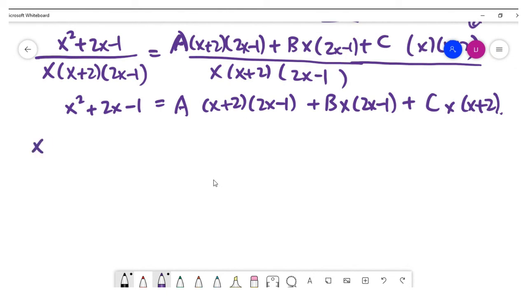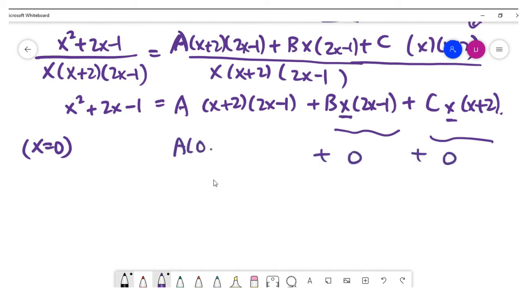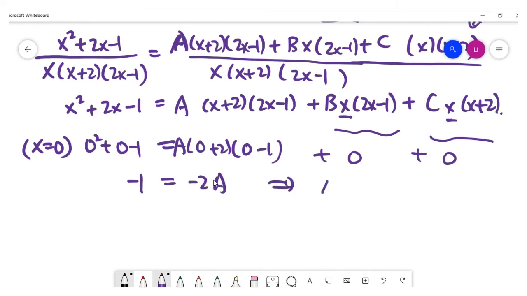And I claim that I can choose x equals 0, because you see, 0 is a good choice because this factor is 0, which means the last 2 terms are actually 0 when I choose x to be 0, right? So it means I'm having something like this. So when x is 0, what you need to do is something like this. It means that minus 1 on the left-hand side actually equals minus 2 times A on the right-hand side. So I think A is actually half. And similarly, you can find B and C separately.